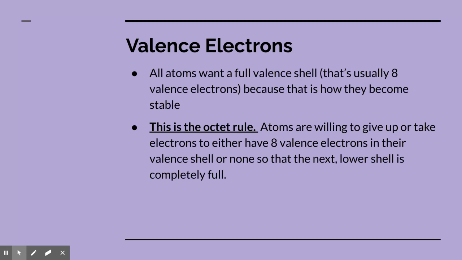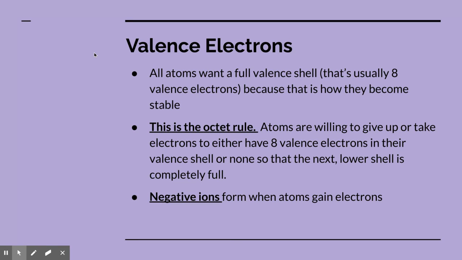This is known as the octet rule. Atoms are willing to give up or take electrons to either have 8 electrons in their valence shell or none, so that the next lower shell is completely full, or the next valence shell has 8 in them. Either full or 8, because obviously the first valence shell can't hold 8. It can only hold 2.